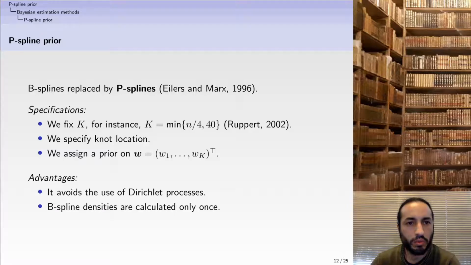So this seems to work quite well in our examples. Thus, the dimension of the parameter space is fixed. We also specify the knot location and we assign a prior on the weights, avoiding the use of the Dirichlet processes. Since the number and location of the knots is fixed, the B-spline densities need to be calculated only once. All these considerations dramatically simplify the estimation process, making the P-spline method much faster than the B-spline prior algorithm.